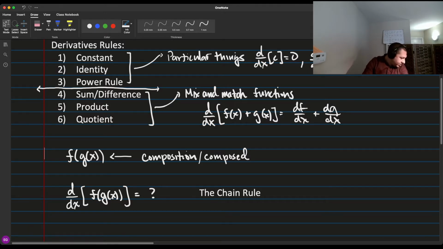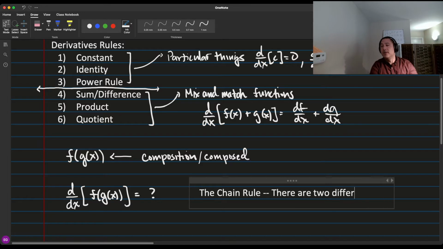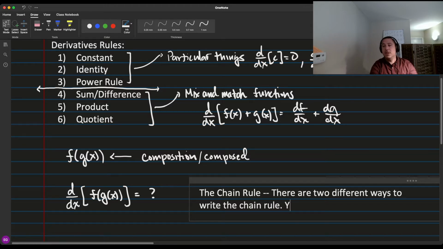So to let you know, there's two different versions of the chain rule. There's two different ways to write it, so we're going to cover both of them. This is an important thing to remember. There are two different ways to write the chain rule. You'll need to know how to do both.